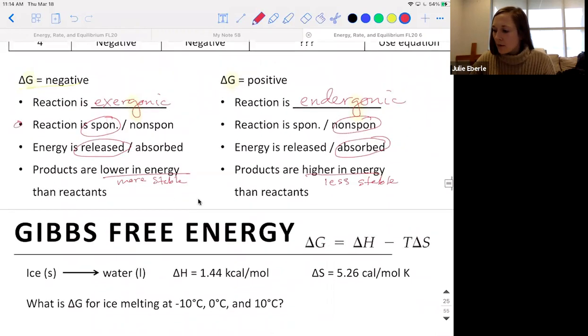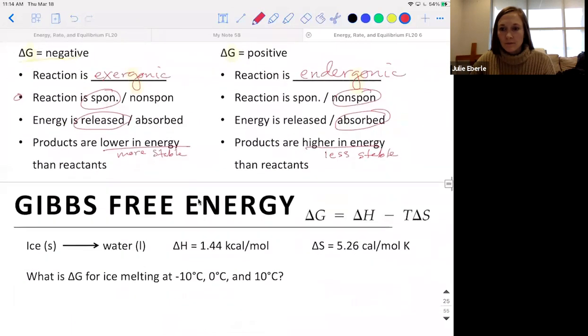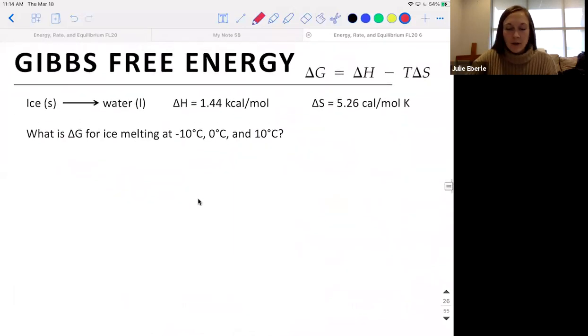Okay, I'm going to scroll on. We're going to do a practice problem with this now. I know after we talked Tuesday, you kept thinking about how ice melts when you take it out of the freezer, okay? So we're actually going to work a problem on this now. Ice when it's solid versus ice when it's liquid water. Solid to liquid. We're given a delta H and a delta S for this equation, and we're going to calculate the delta G. What is delta G for ice melting at 3 different temperatures, -10 degrees Celsius, 0, and +10?